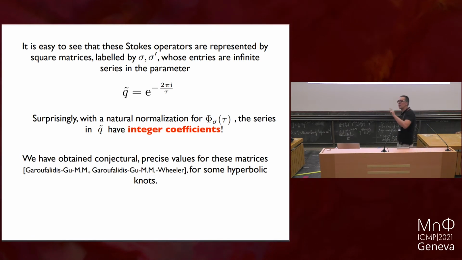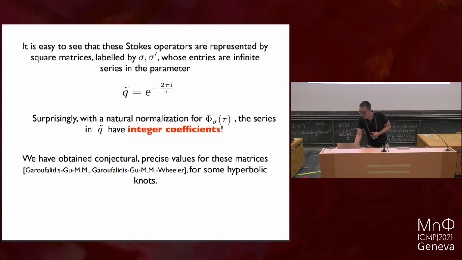So q twiddle is different from q. Q was the variable in the Jones polynomial, which was e to the 2 pi i tau, and this is q twiddle, which is e to the minus 2 pi i over tau. And for those of you who like modular transformations and things like that, you can see that here I'm doing a modular transformation in going from tau to minus 1 over tau.